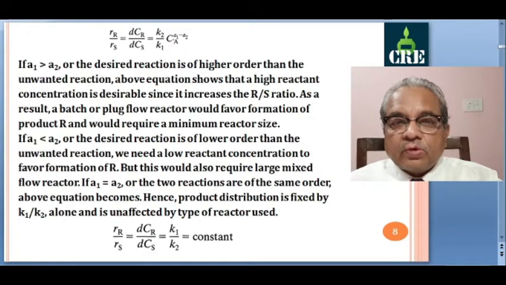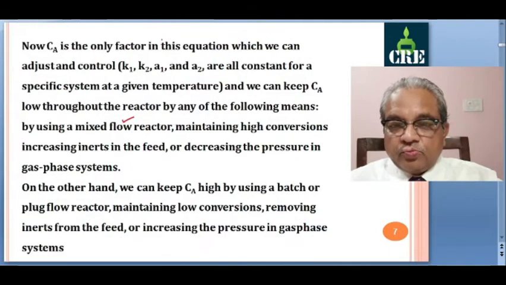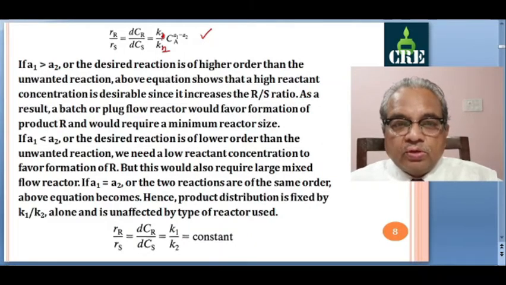So we'll see this variation. This should be K1 by K2; there is a printing mistake in the book. So Rr/Rs, dCr/dCs, is K1/K2. We have seen this ratio, simple.